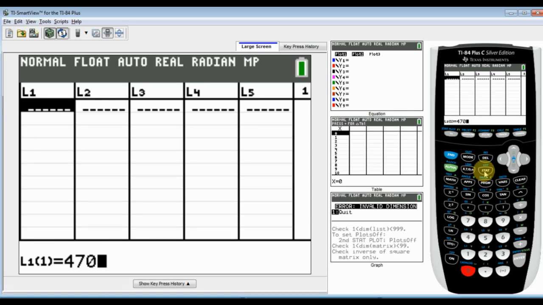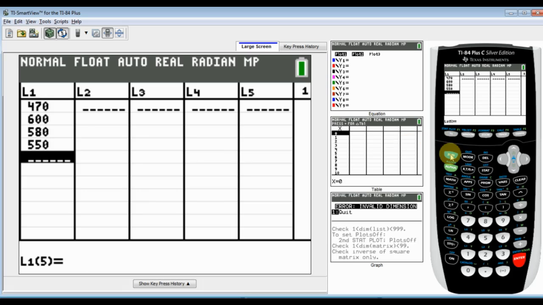470, 600, 580, 550, 550. And then we're going to compute one variable statistics.